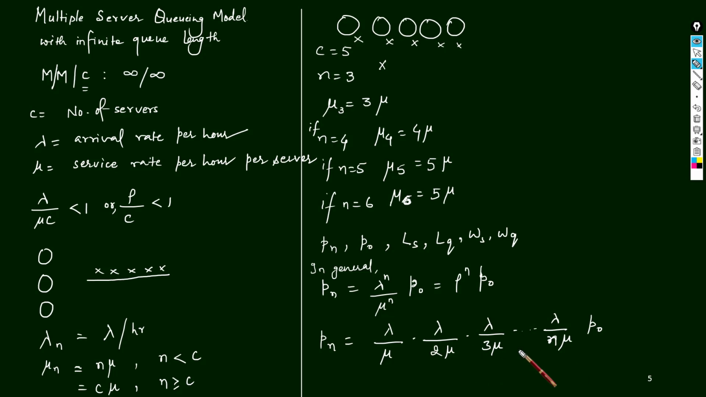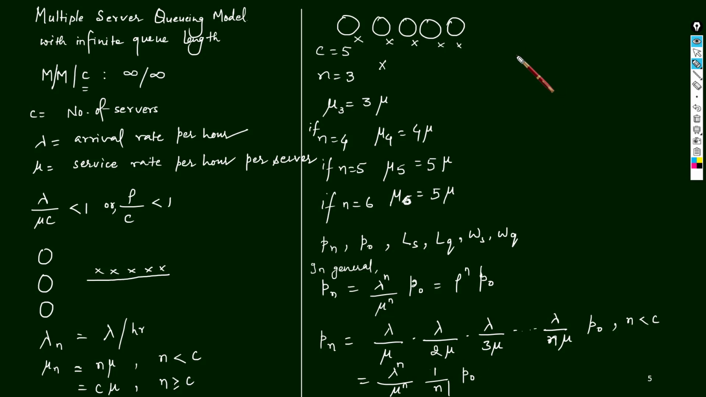If n is less than c, then only this formula will be applied. So how can we write this? How many terms are there? 1 mu, 2 mu, 3 mu, up to n mu. So total n terms are there. So it can be written as lambda to the power n, and all the mu's are total n mu's, so mu to the power n. And in the denominator we have 1, 2, 3, 4 up to n, so 1 into 2 into 3 into and so on, that is 1 by n factorial, into P0. So this is the formula.